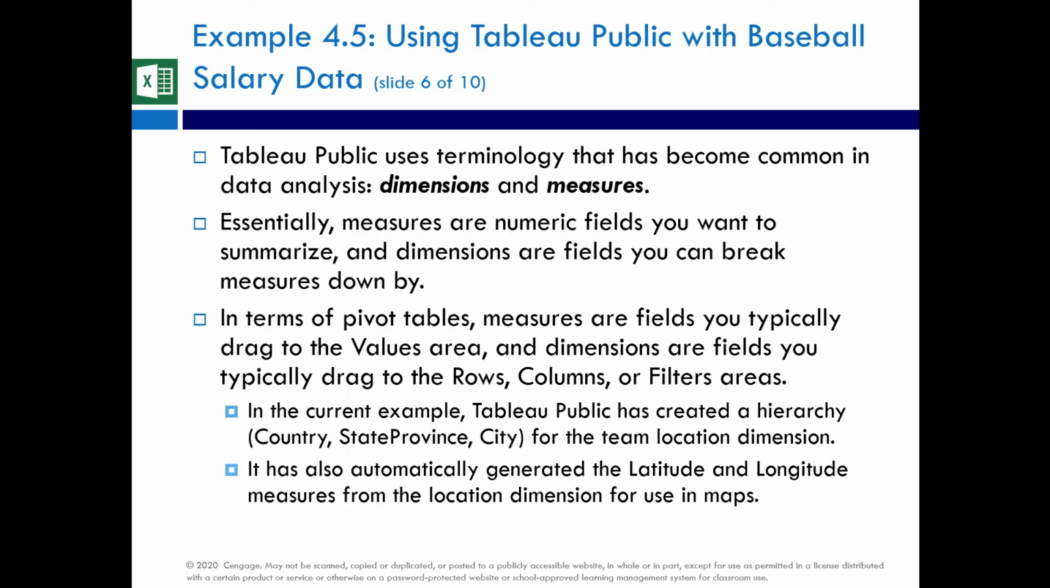Tableau Public uses terminology that has become common in data analysis: dimensions and measures. Essentially, measures are numeric fields you want to summarize, and dimensions are fields you can break measures down by. In terms of a pivot table, measures are typically dragged to the values area, and dimensions are typically dragged to the rows and columns. In the current example, Tableau Public has created a hierarchy, country, state, province, city, for the team location. Each has automatically generated latitude and longitude measures from the location dimensions for use in maps.